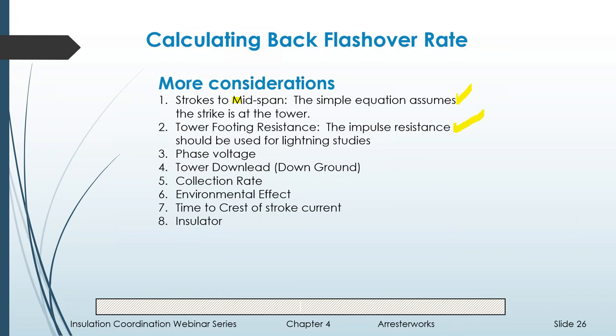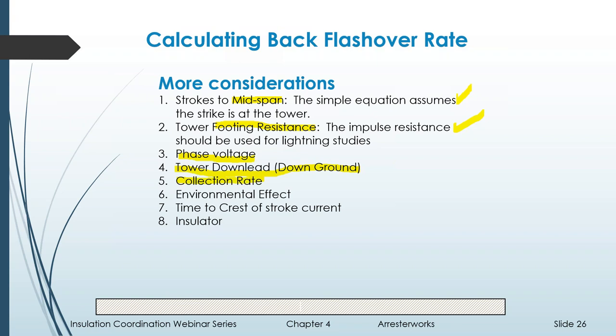Where does the stroke hit? Does it hit the midspan? What's the footing resistance for the tower that you're on and the tower next to it? At what voltage did you hit? Remember, the surge current is all of a few microseconds in duration, and the phase voltage is 16 or 20 milliseconds in duration for a cycle. How is the down ground on the tower? How is it connected?